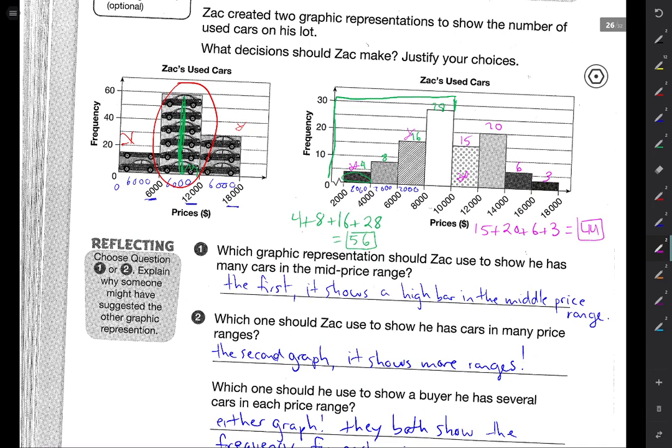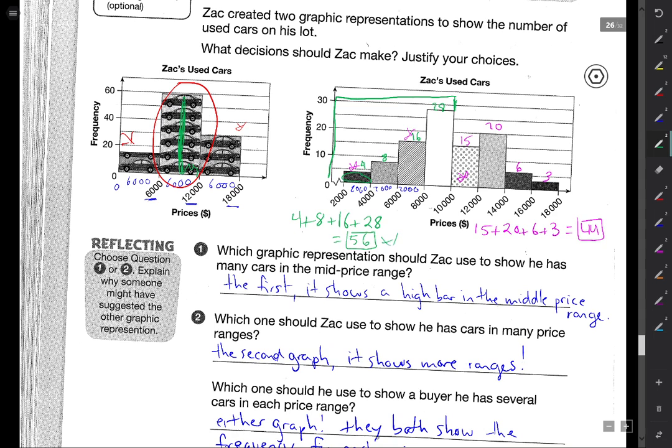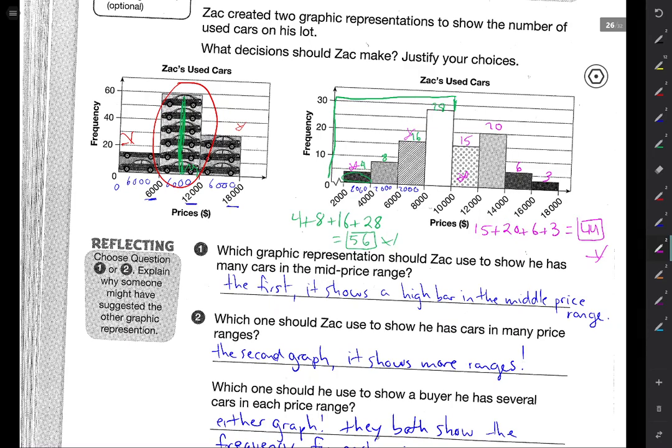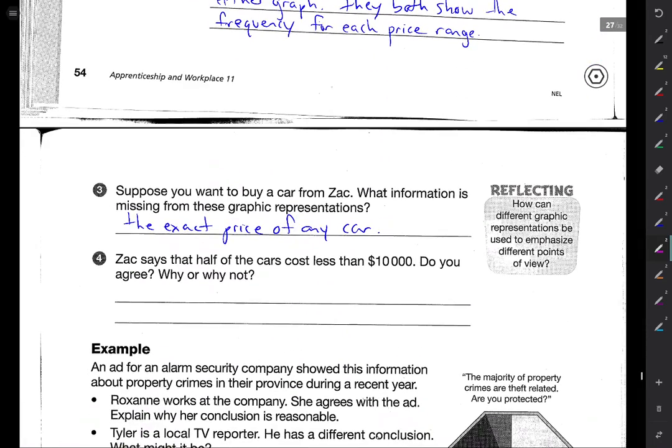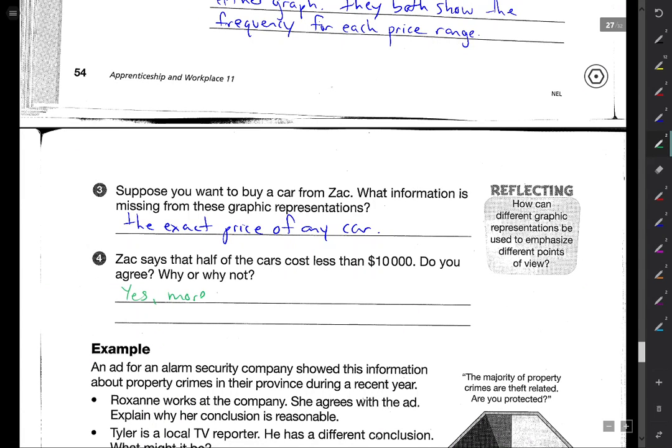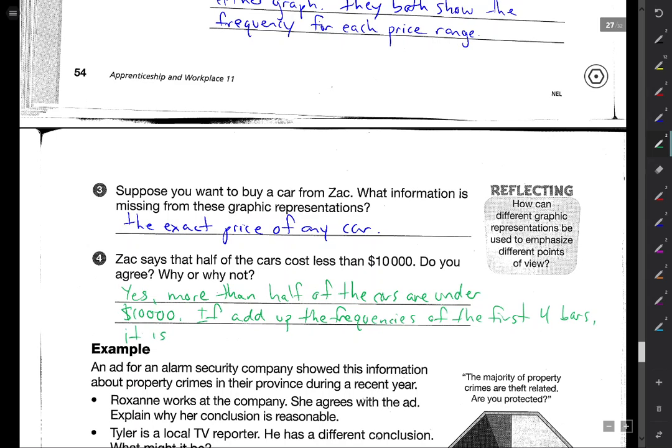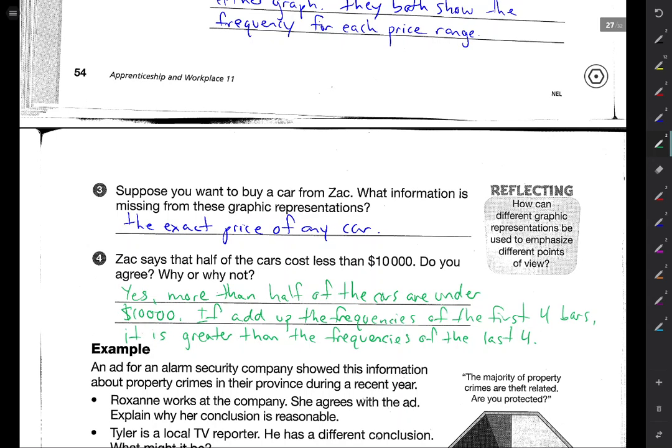So the first 4 bars, all of them that are under $10,000, add up to 56. And all of them that are above $10,000 add up to 44. So I would say more than half of them are under $10,000. For this question, I would put yes. More than half of the cars are less than $10,000, because if we add up the frequencies of the first 4 bars, it is greater than the last 4. And there we have it for that question.